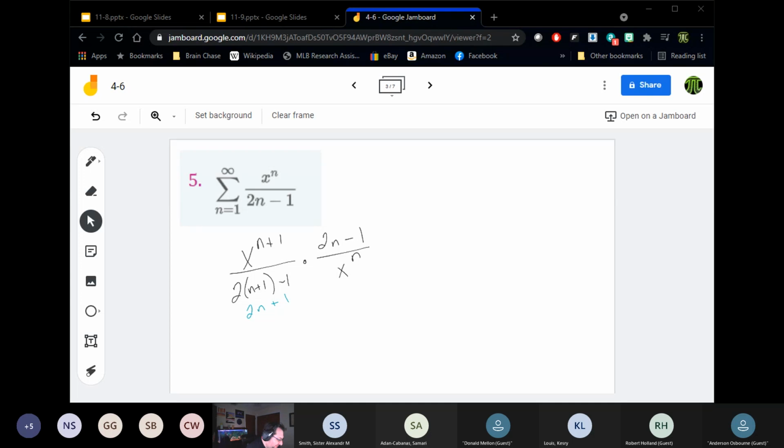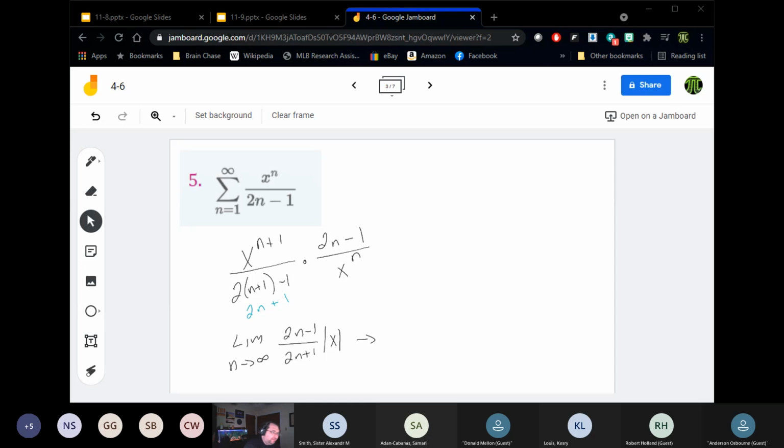All right. If I simplify this down, I get the limit as n goes to infinity of 2n minus 1 over 2n plus 1, times the absolute value of x. Does that part make sense? Yeah. All right.